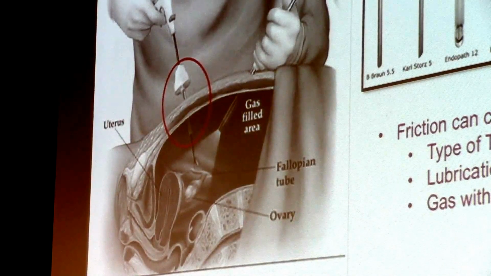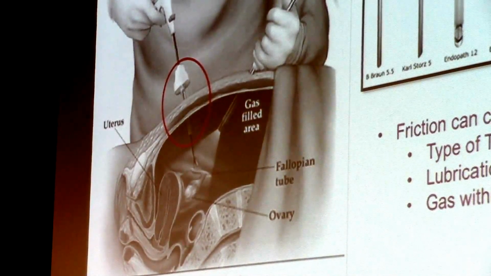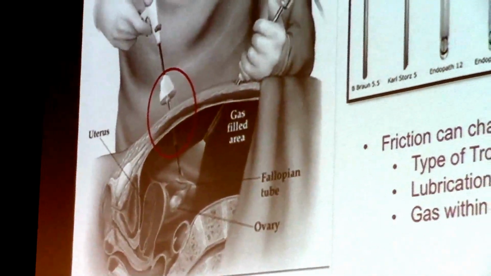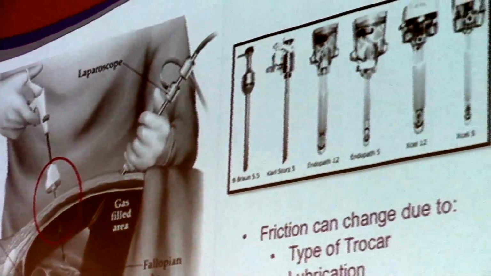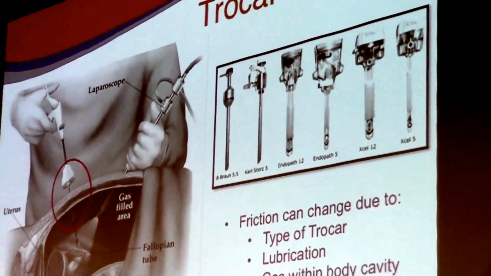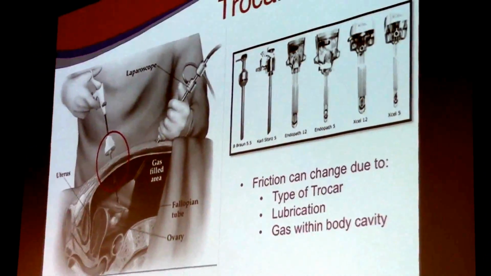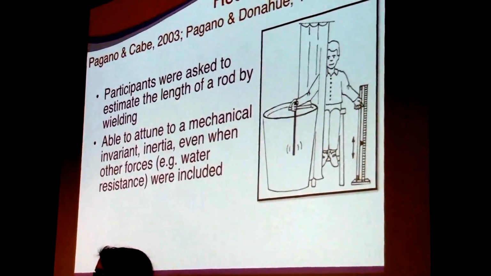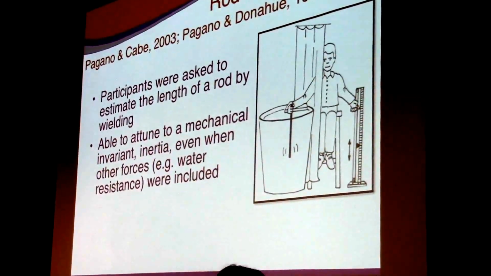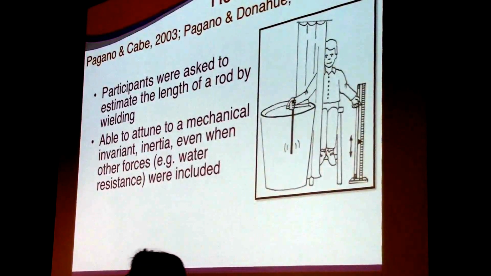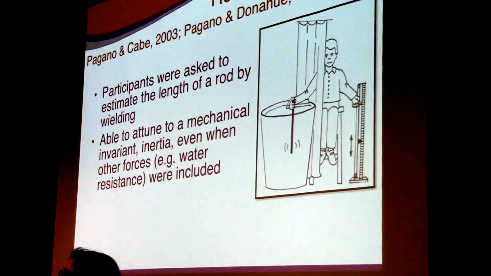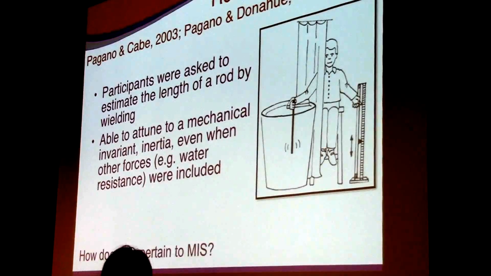The problem with it is different trocars equal different types of force values, friction values. So the type of trocar can change the friction, the type of lubrication on the trocar can change the friction, as well as the amount of gas in the body cavity. So, similar to Chris's rod wielding experiments, we just wanted to see if the participants were able to attune to the mechanical invariant, this DTB invariant, even when this other enforced friction is involved.